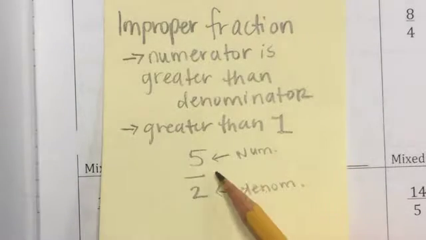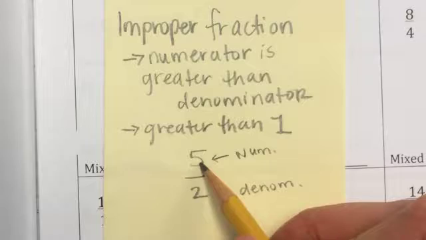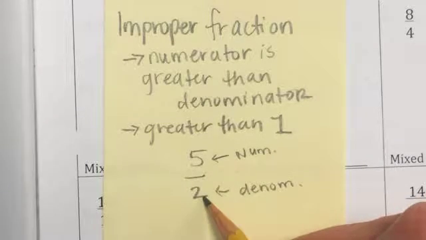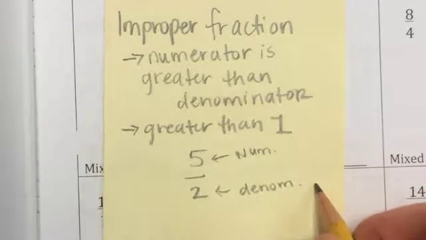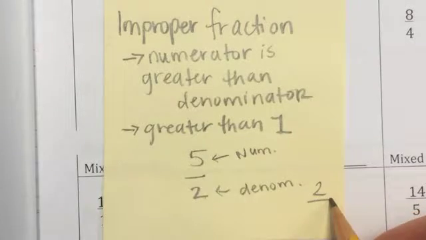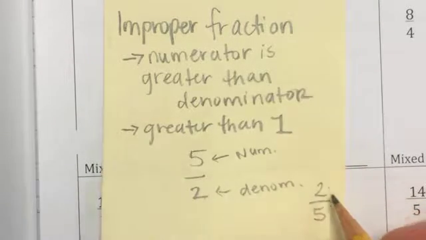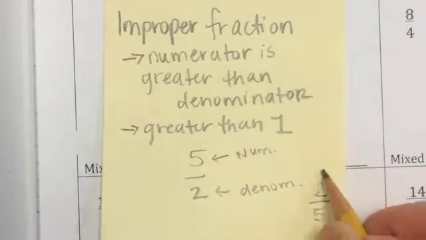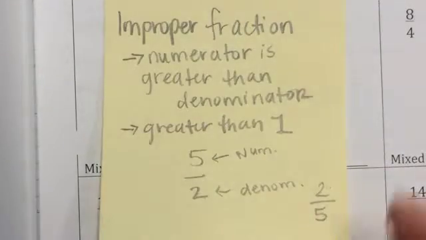So in this example right here, I have 5 halves. 5 is the numerator, 2 is the denominator. Usually our regular fractions look like this. That would say 2/5, for example. So 2 is less than 5, so this fraction right here is less than 1.